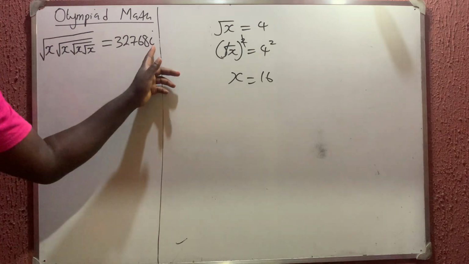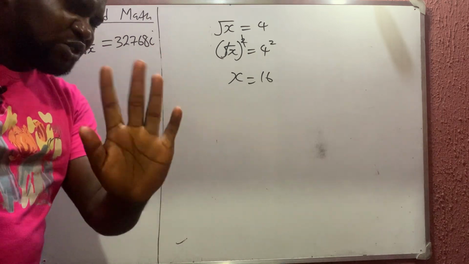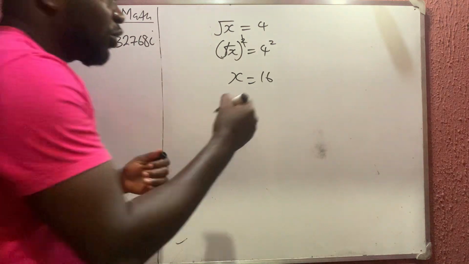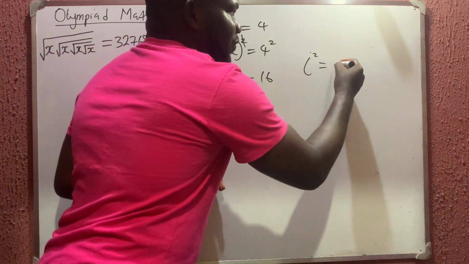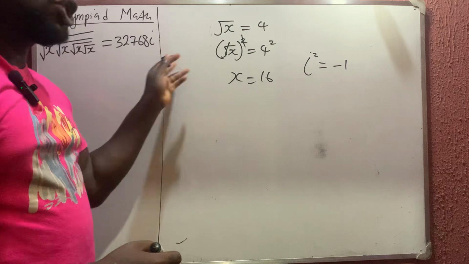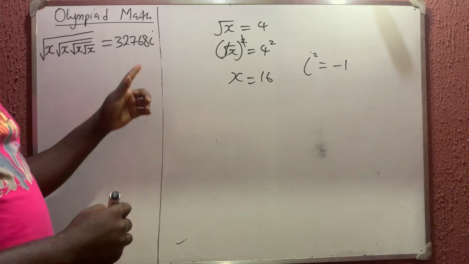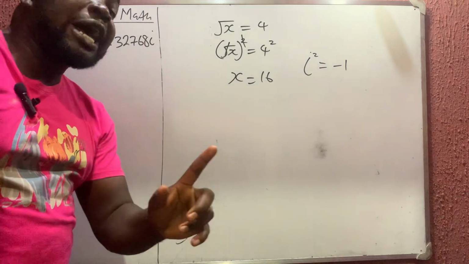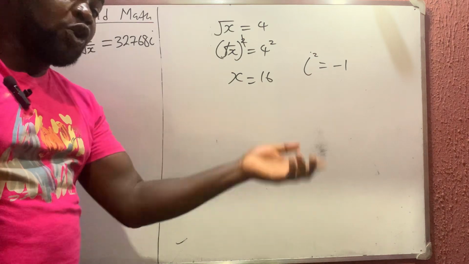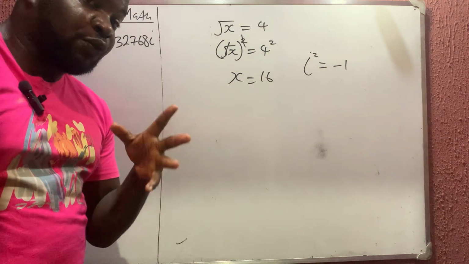Don't forget about this i. Don't panic about i. Don't forget that i squared will give us -1. So this is going to change back to a real number. Whenever you see i, it's called iota. And that iota is what? A complex number, the imaginary part of a complex number.